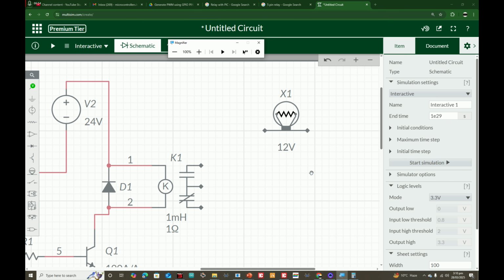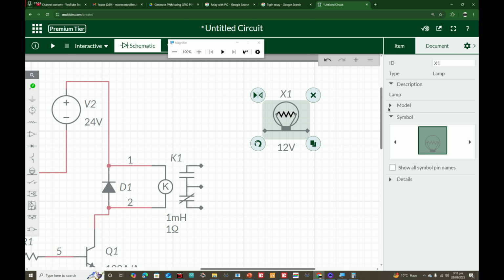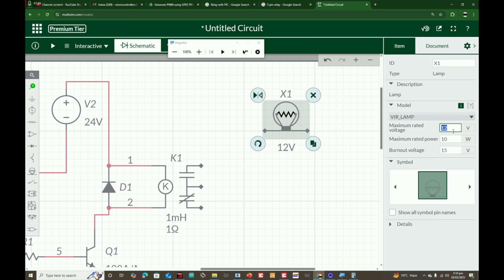In my case I have a 220 volt AC bulb connected to the AC supply. So you may use whatever is available or whatever you have here. So we write it 220 volt. I think it's DC, but still it doesn't matter. And the power, I make it 15 watt. And the burnout voltage we make 240, above it. So this will be the voltage. Although it is DC, I'm just simulating, so I'm just using it for simulation purposes.